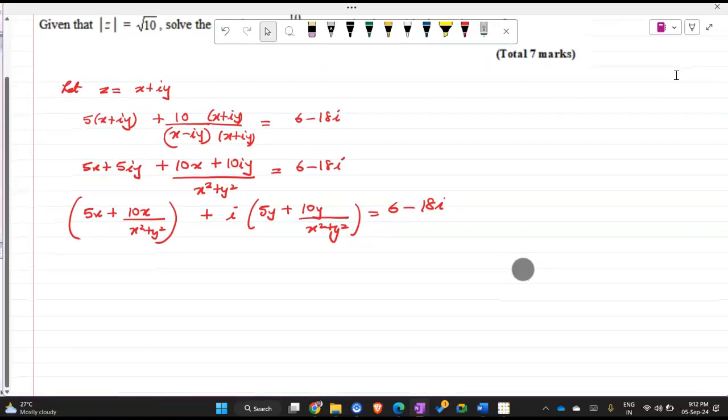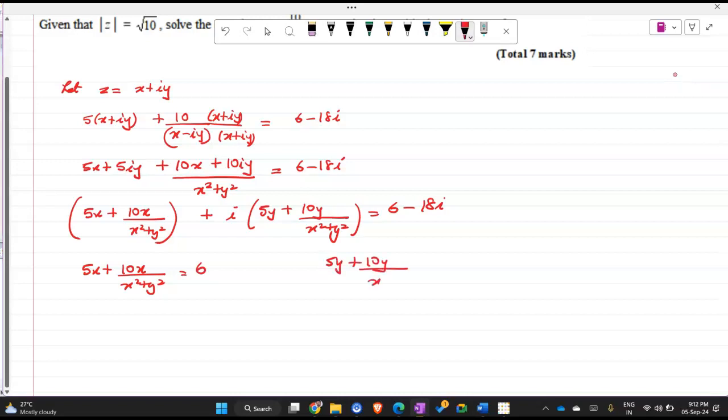Now equate the real part with real part, imaginary part with imaginary part. So 5x plus 10x upon x square plus y square is equal to 6, correct? And your 5y plus 10y upon x square plus y square is equal to minus 18. Now we solve for x and y.